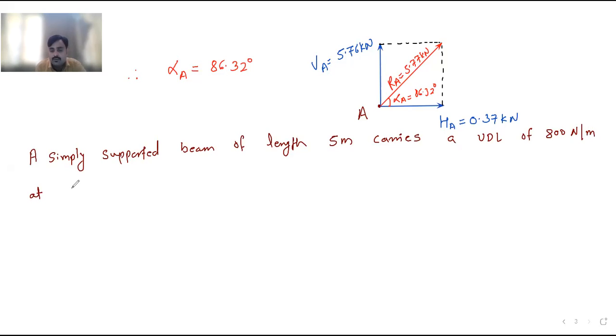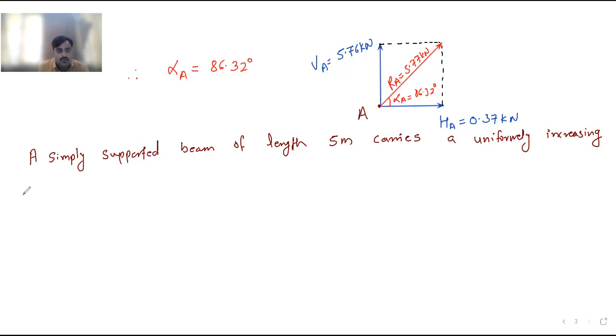Okay, just one correction, sorry. It carries, it is not UDL, it carries a uniformly increasing load. So it is uniformly varying load basically. It is not uniformly distributed load. It is uniformly varying load. It is given in the problem.